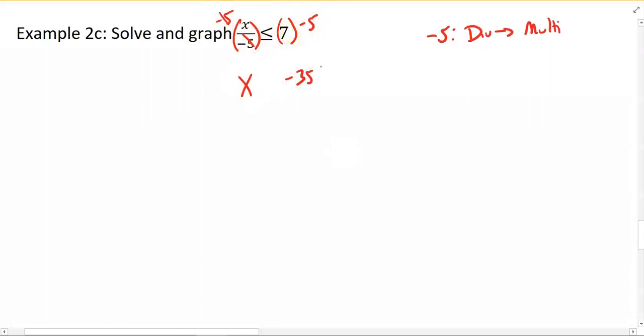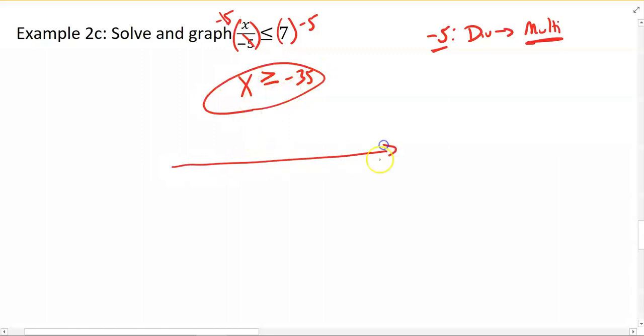Do we flip the inequality here? Yes, because what did we do to both sides? We multiplied it by negative 5. And so this inequality is going to flip, so instead of being less than or equal to, it now becomes greater than or equal to, and this is our solution.